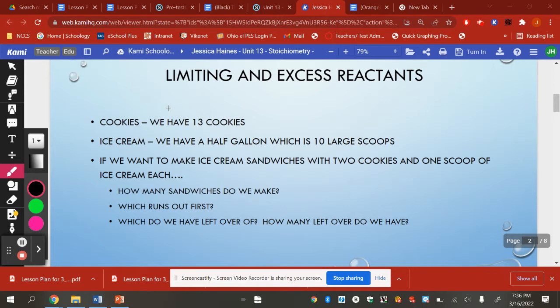So here's an example of how to explain limiting reactants. If I have 13 cookies and a half a gallon of ice cream, which is 10 large scoops, and I know this is out there, stick with me here. If you want to make an ice cream sandwich, which we all know is made with 2 cookies on the outside edge and a scoop of ice cream in the middle, and you have 13 cookies and 10 scoops of ice cream, so 1 scoop and 2 cookies makes a sandwich.